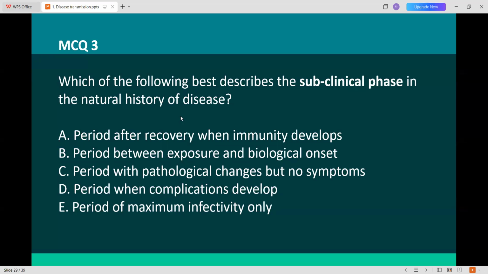MCQ number three: which of the following best describes the subclinical phase in the natural history of disease? A, period after recovery when immunity develops. B, period after exposure and biological onset. C, period when pathological change but no symptom. D, period when complications develop. E, period of maximum infectivity only. C, yes, C is the right option.